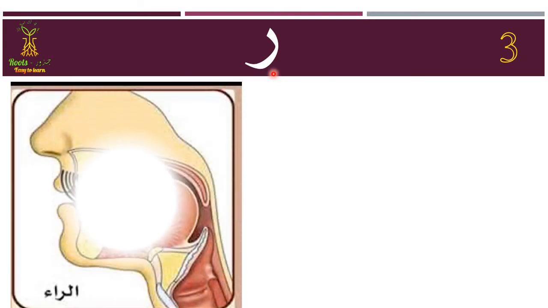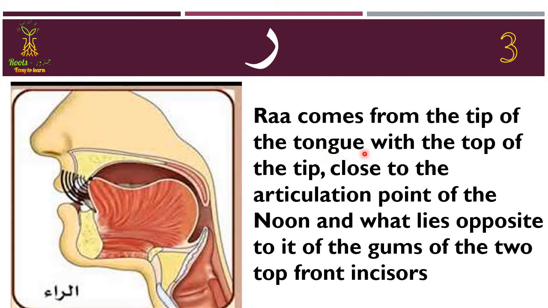Then we have the letter Ra. And Ra comes from the tip of the tongue, with the top of the tip close to the articulation point of the Noon, and what lies opposite to it of the gums of the 2 top front incisors. So as you can see here, the top of the tip, not the tip, and it's close to the articulation point of the Noon, not the same articulation point of the Noon. And also what lies opposite to it of the gums of the 2 top front incisors. So Ra.